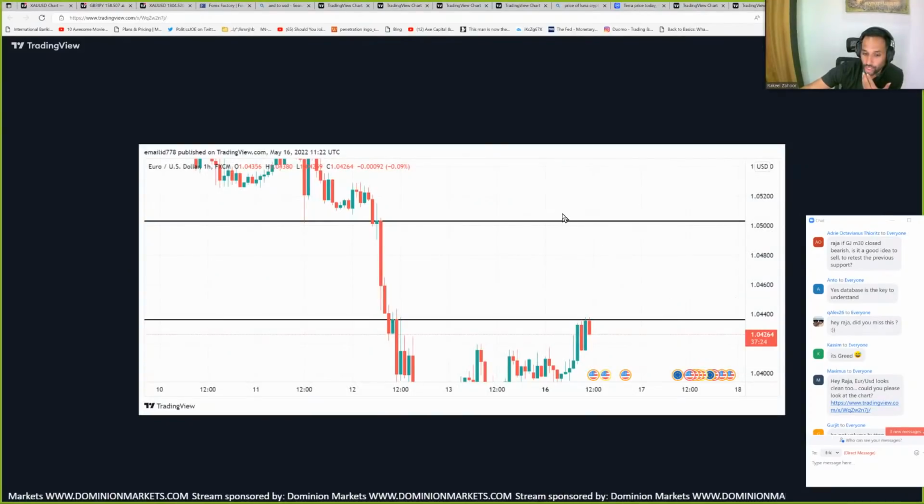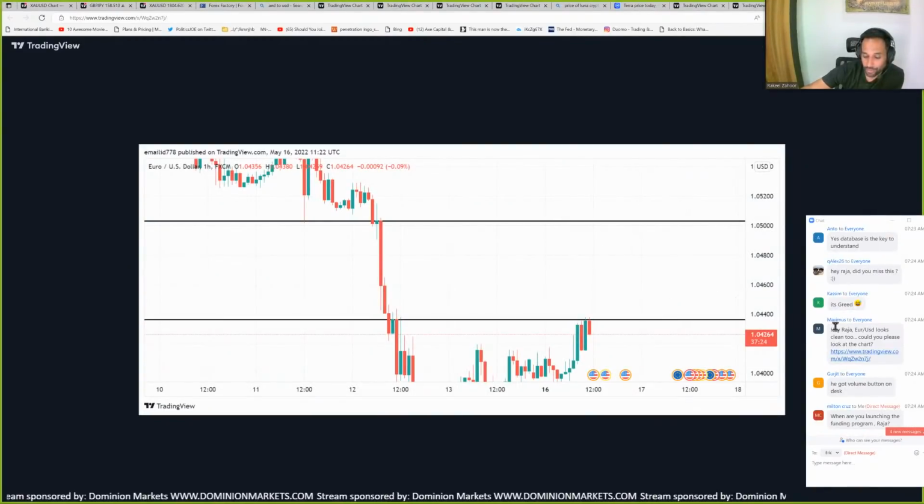Let's take a look at this chart over here. Could you please look at the chart? Hey, Maximus, all I can do is just look at this chart. You haven't done any labeling, you haven't done anything. So I'm just going to assume that you're looking for a buy above 1.04400, which makes sense because you've got clean candles to the left-hand side.